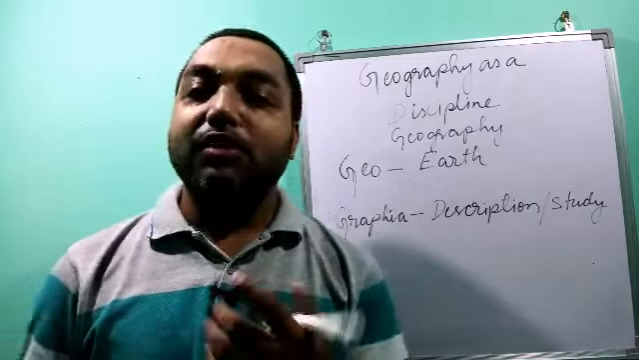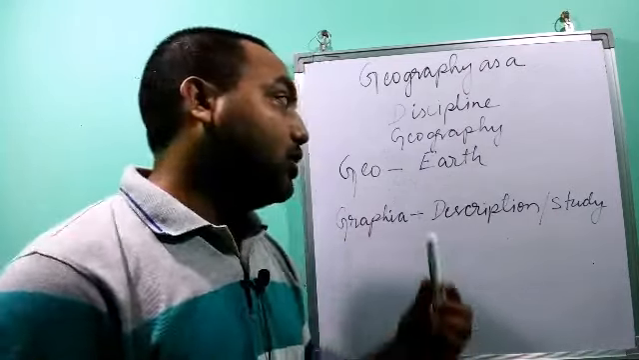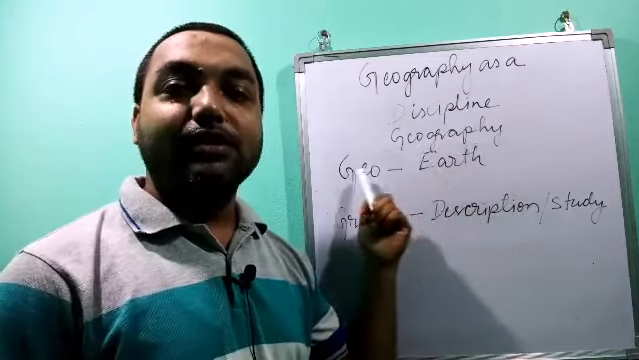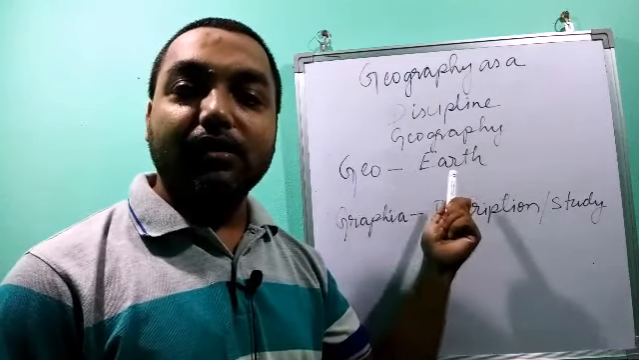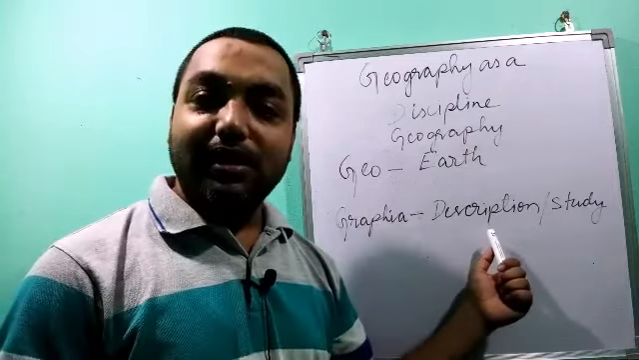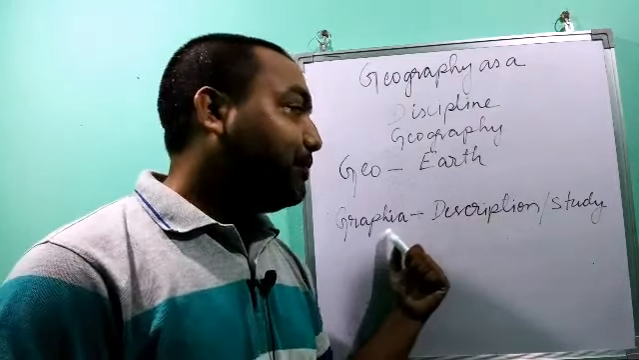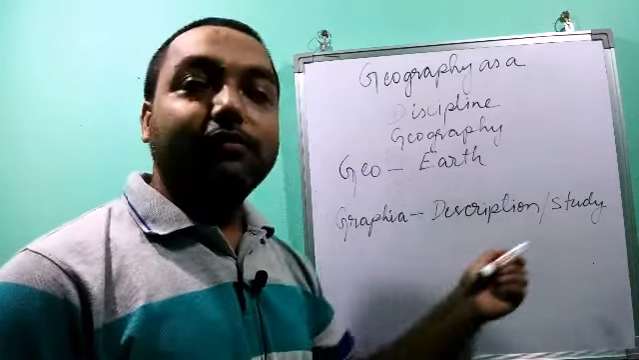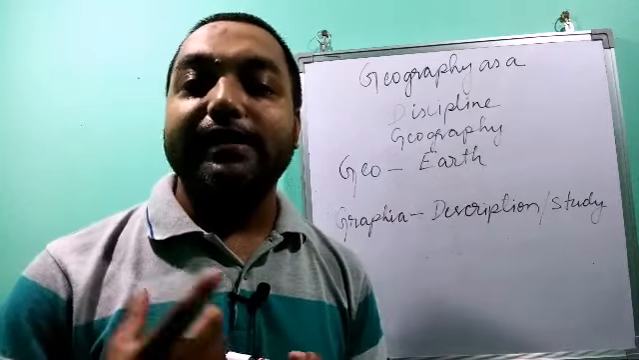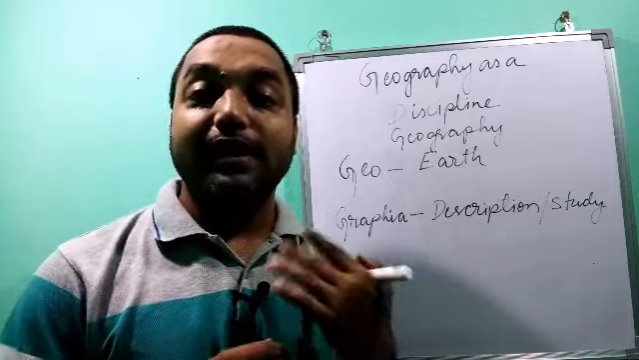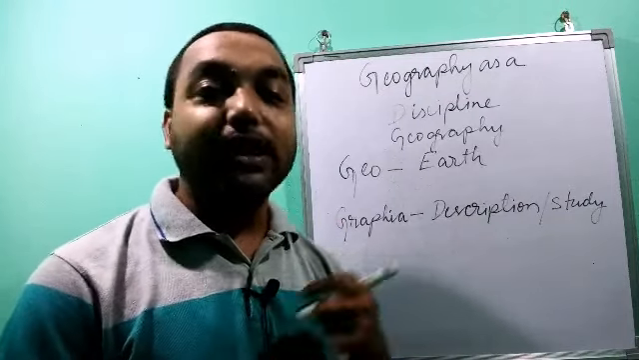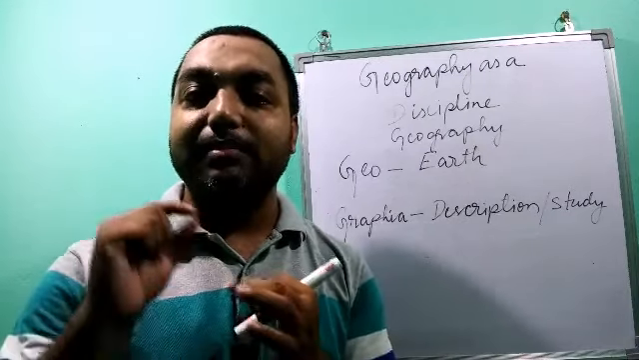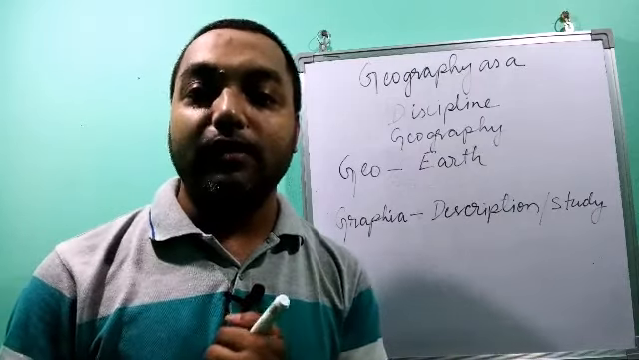So geography as a discipline, what is geography? Geography has been made up of 2 Greek words. Geo means earth, it's a Greek word. Then graphia means description, or you can say study. So the meaning of the word geography is a science or a study which describes or studies the earth. Description of the earth is the basic work of geography.